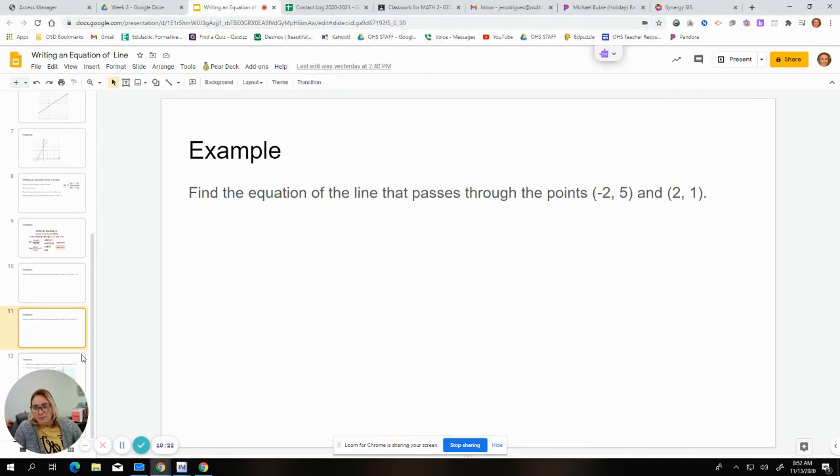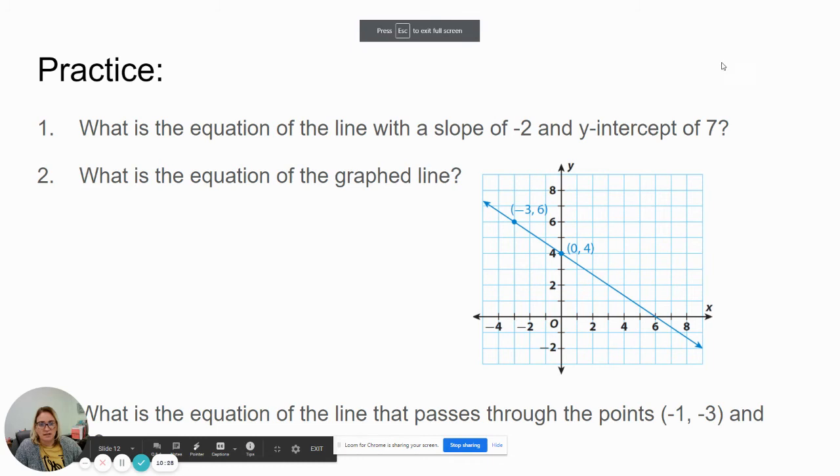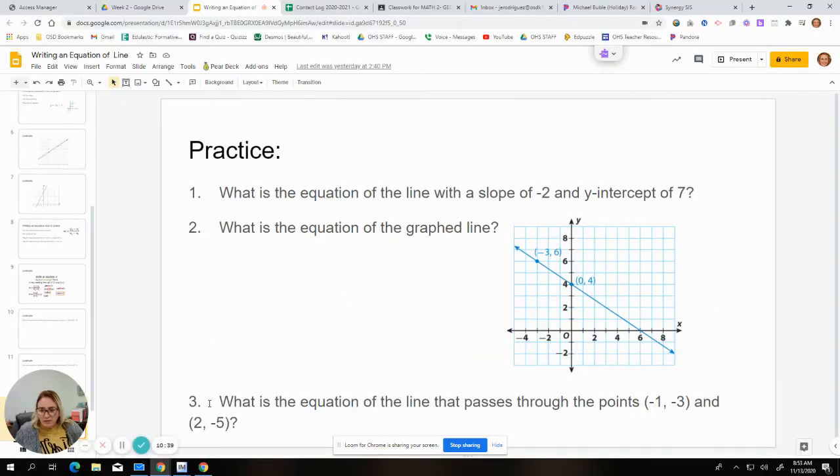Okay, so I'm going to have you do a little bit of practice now. You're going to practice each type of question that we just did. The first one is you're already given your m and b. Your second one is given a slope. And then your third one is given two points. I need to get out of there so that you can see it. So that is the three that you're going to do, and you're going to plug your answers into the Edpuzzle so that we can see how you're doing on this. Take a minute to answer these three questions.